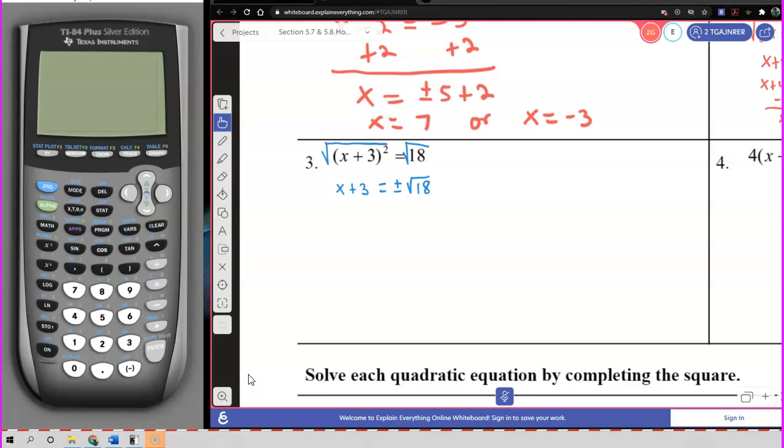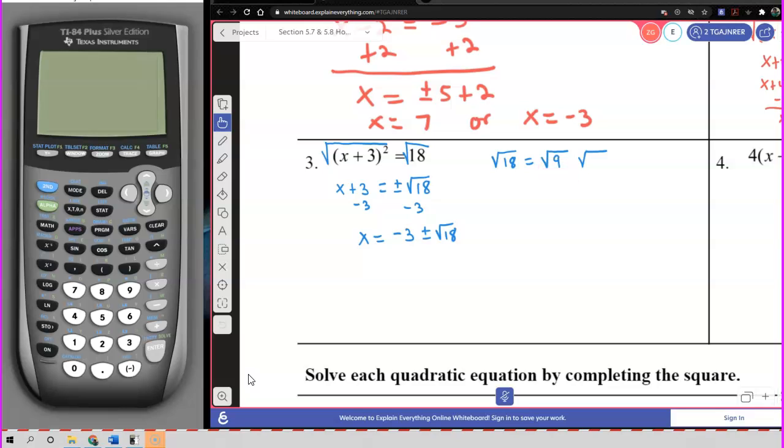Then what you do is subtract 3 from both sides. So you have x equals, normally the integer comes first, negative 3, then you have a plus and minus square root of 18, and you normally leave it like that. Now square root of 18 can be simplified. In other words, you're looking for a perfect number. A perfect number is a number that you're able to get the square root.